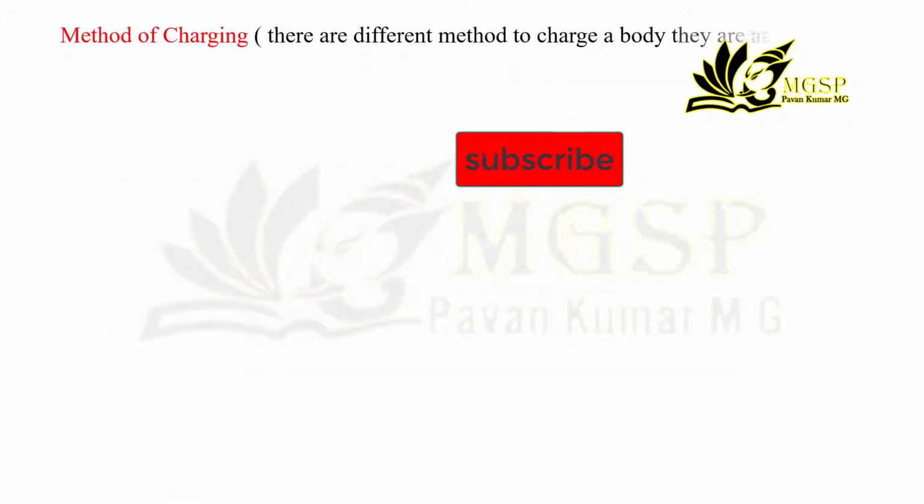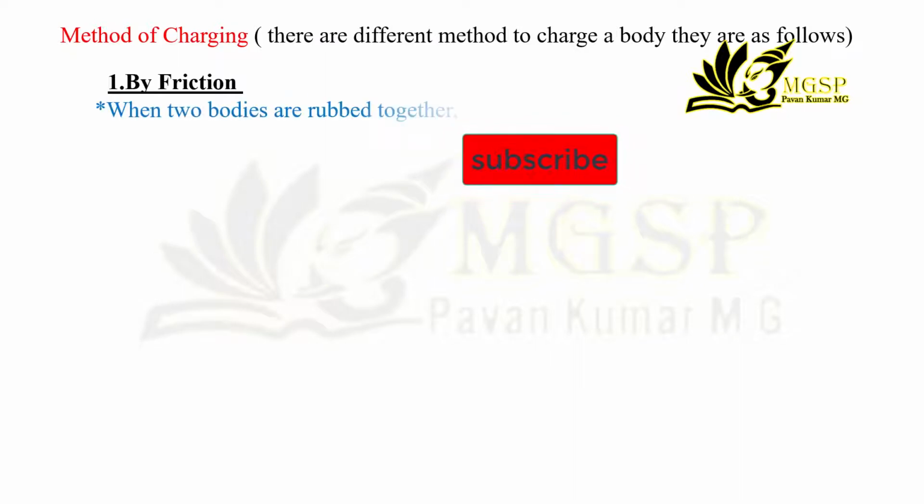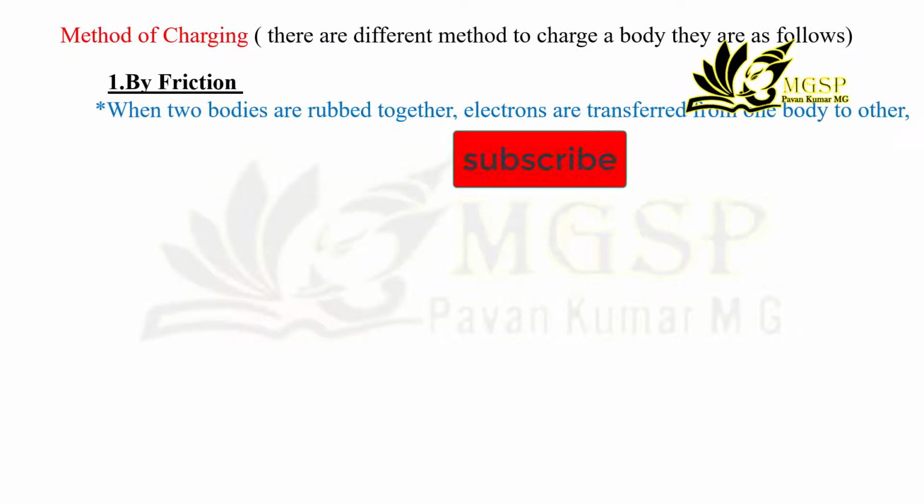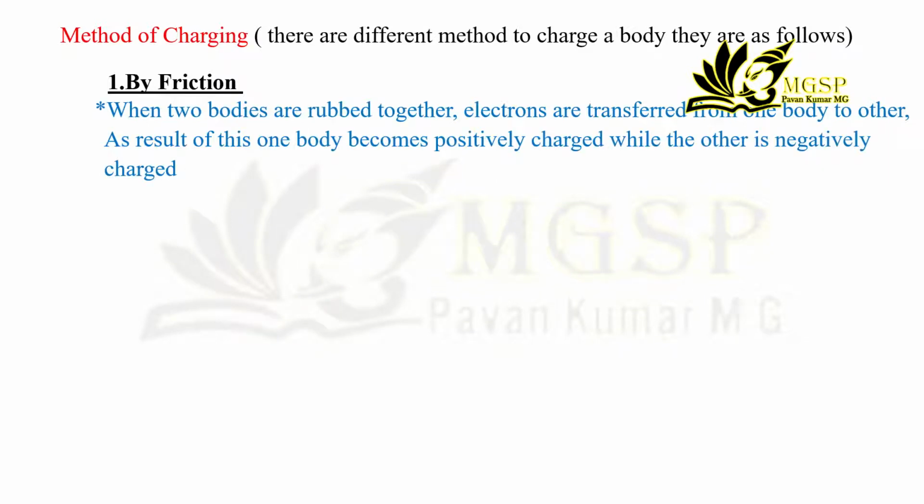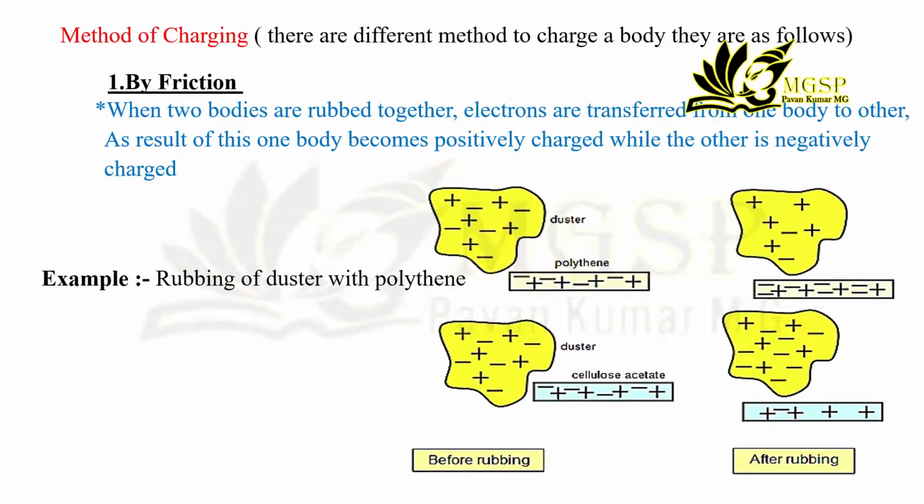Now let's consider the methods of charging. There are different methods to charge a body. Method 1, by friction. When two bodies are rubbed together, electrons are transferred from one body to the other. As a result, one body becomes positively charged while the other body becomes negatively charged. Example, rubbing of a duster with a polythene.